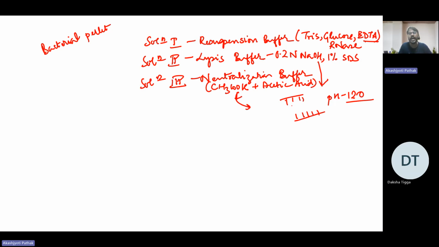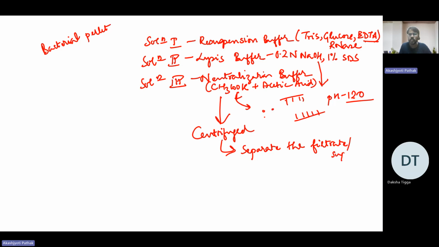But your chromosomal DNA will fail to renature, and it will form a precipitate. Your chromosomal DNA and all your bacterial proteins will form a precipitate, and you will see a white colored precipitate-like structure in your solution. Then after this step, it is centrifuged, and you separate the filtrate or the supernatant.